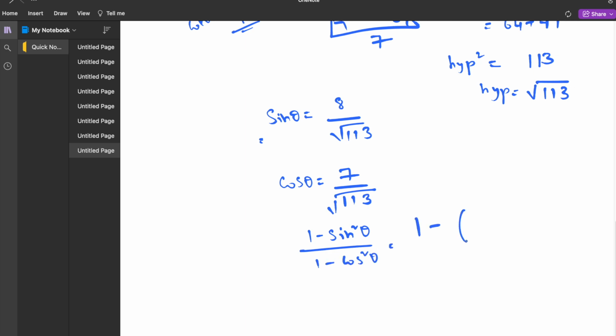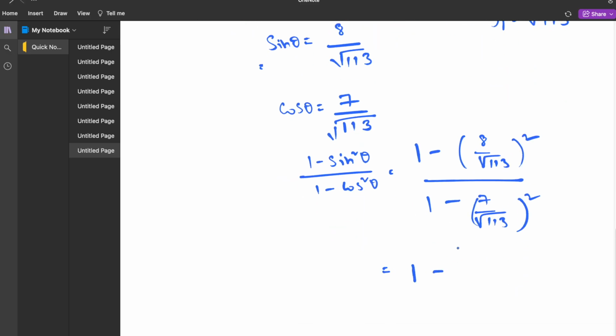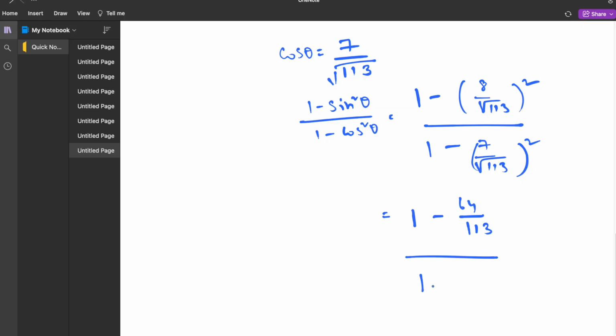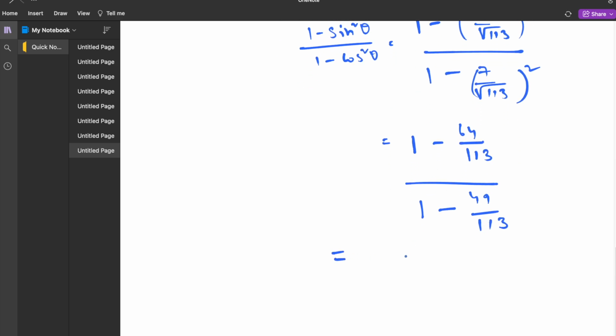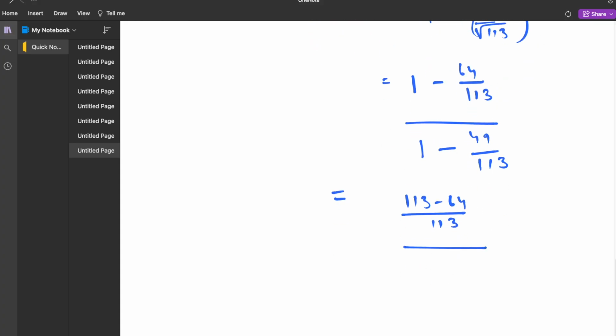So 1 minus sin² θ over 1 minus cos² θ. If we solve, 1 minus 8² over root of 113 whole squared: 64 divided by root of 113 whole squared, which is nothing but 113. Similarly, 1 minus 7² is 49, root of 113 whole squared is 113. So now (113 minus 64) divided by 113, divided by, if we are taking LCM here, 113 will come here.